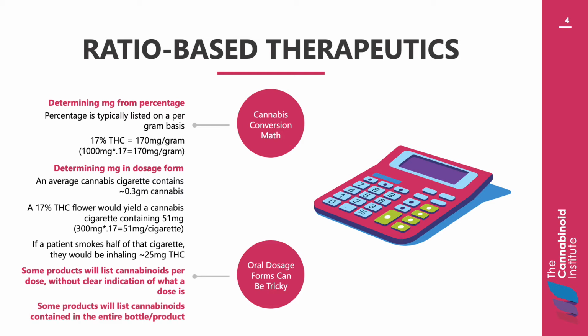Alternatively, some oral dosage forms will list the amount of cannabinoids found in the entire bottle, and patients must then divide that by the number of doses within the bottle to determine the milligram per dose of that medication. The lack of consistency and regulations of dosing between states and individual dispensaries can result in significant patient and clinician confusion. So it is incredibly important to familiarize yourself with the products available in your local area to be able to properly guide patients as to how to best administer and understand the dosing of their cannabis medications.